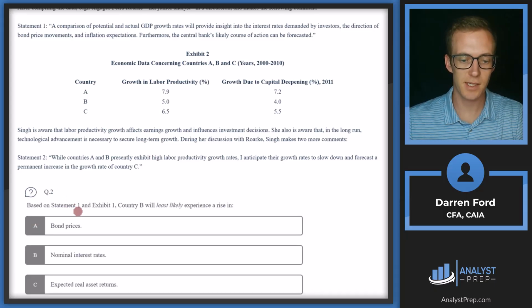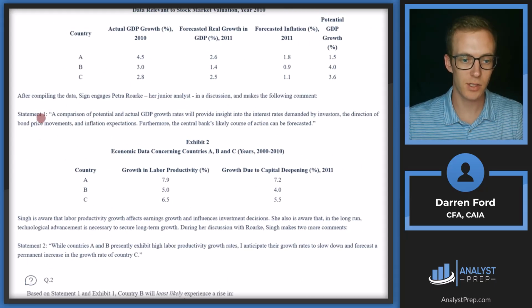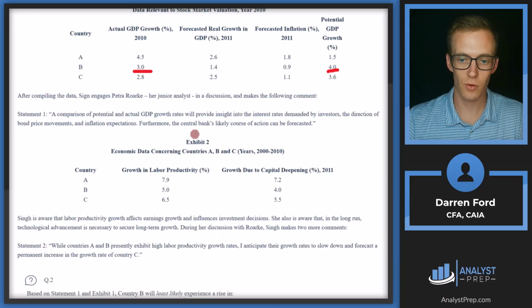Question 2. Based on Statement 1 and Exhibit 1, country B will least likely experience a rise in... So we're going to experience a rise in 2 of these, but should not experience a rise in 1 of them. So Statement 1 again, let's reread that, even though we did it for the last question. A comparison of potential and actual GDP growth rates, so we're going to be looking at this and this for this question, will provide insight into the interest rates demanded by investors, the direction of bond price movements, and inflation expectations. Furthermore, the central bank's likely course of action can be forecasted.